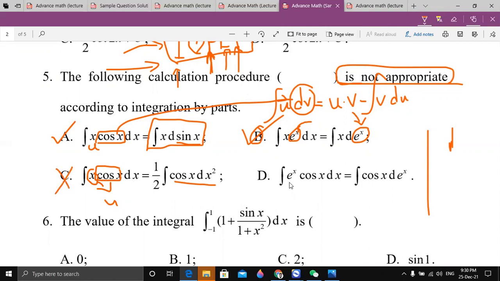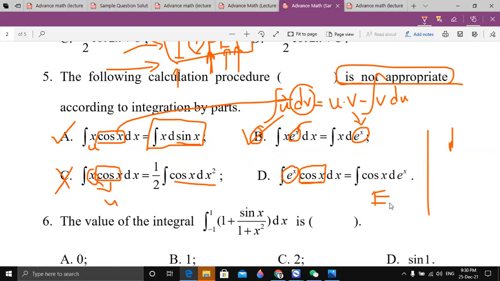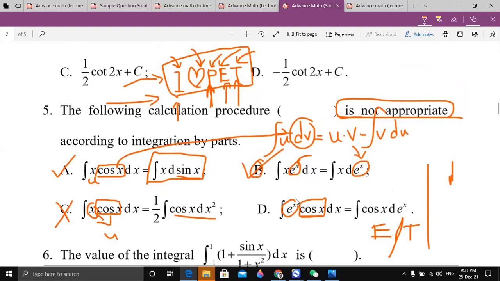And number d, we have integration of e to the power x cos x dx. So how will be the order? This is expo function and this is trig function. We can let either expo function as u or trig function as u. So for example, here we let cos, the trig function, as u.